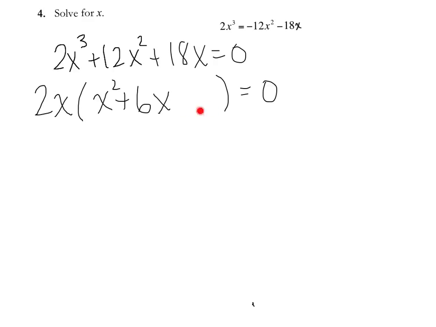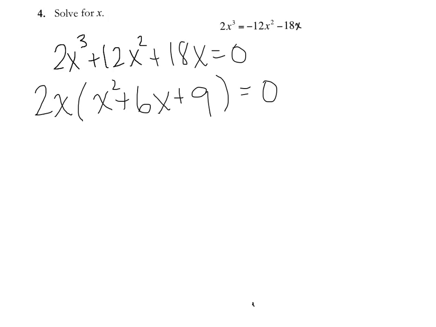Now finally, let's think about the last term inside the parentheses. So we want to think about 2x times what would give us an 18x. Both of them have the x already, but we need to get from 2 to 18, so we're going to have to multiply by 9. So what we have left on the inside of the parentheses is x squared plus 6x plus 9.